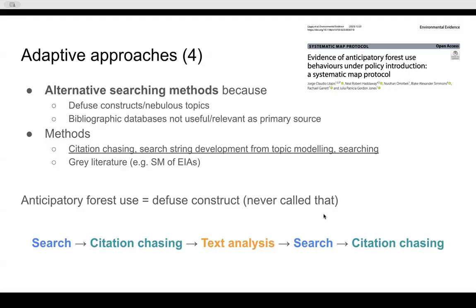And so for that, we could relax our reliance on the first primary search of bibliographic databases, which was quite focused, but we suspected had missed quite a lot of evidence.